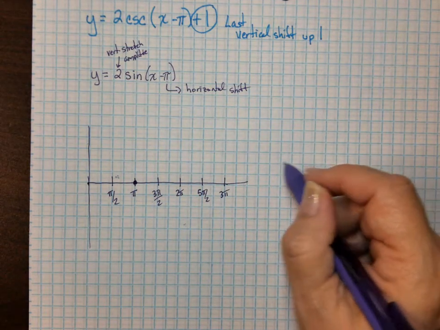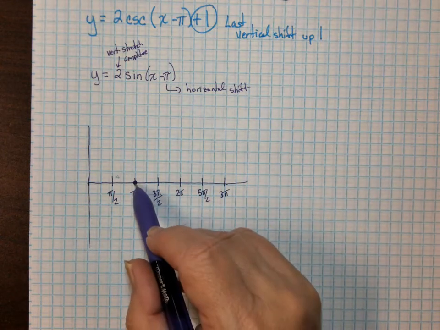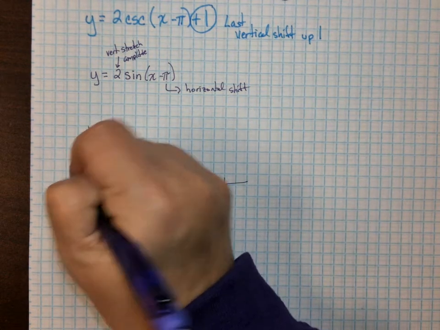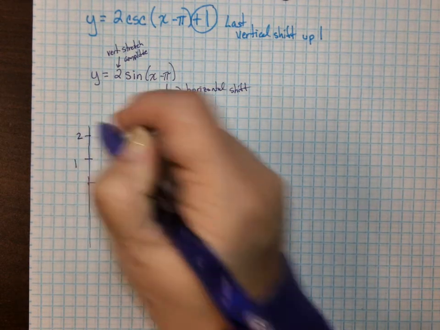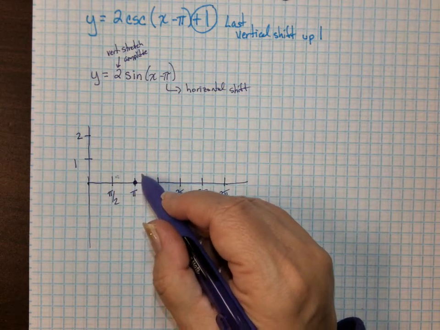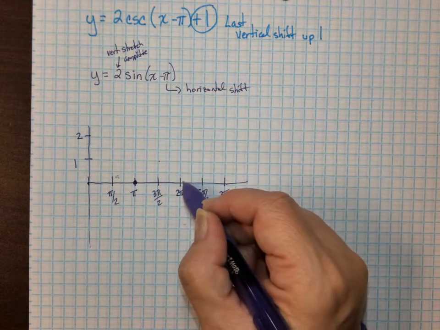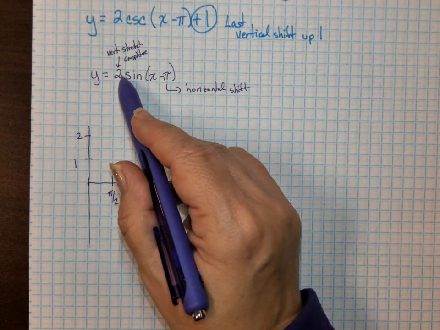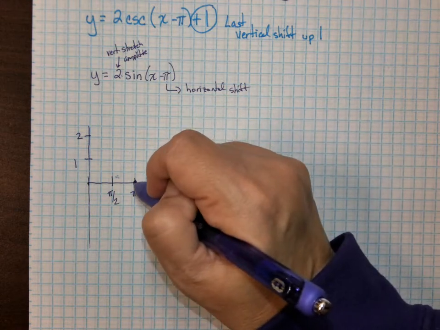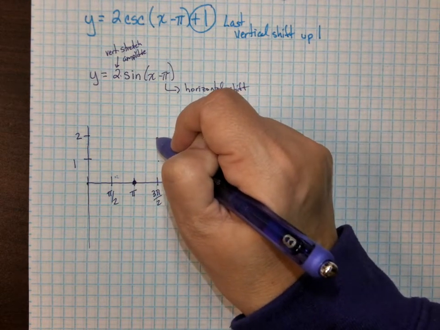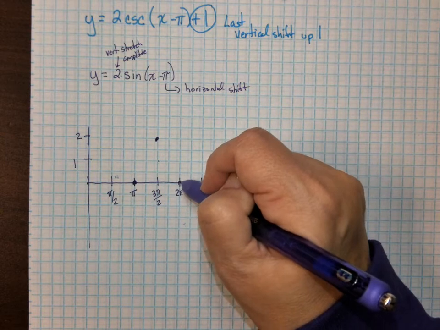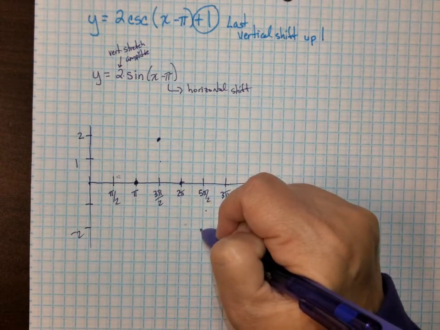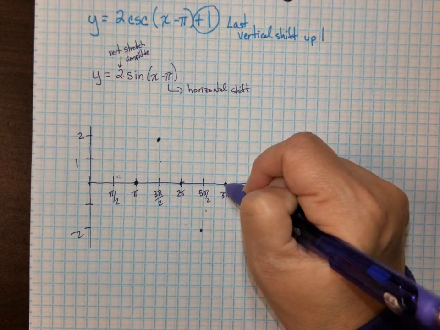And now I don't even need to build my table of values, right? Because I know what sine does. Here's 1. Here's 2. Sine would be at 1, 0, -1, 0. But now I've got an amplitude of 2. So instead it's going to be at 1, 2, 0, -2, 0.